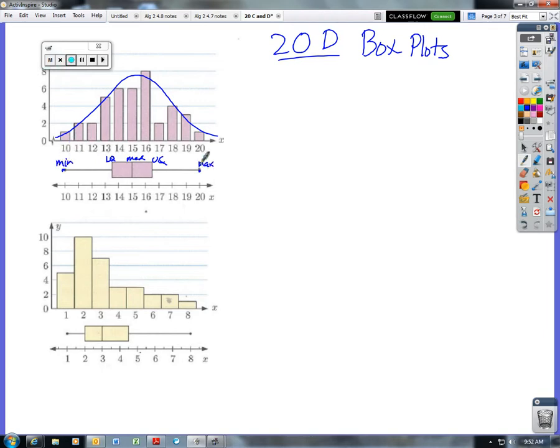So the min and the max are sitting right under there. This is telling us the median is here at 15. And notice that this describes the interquartile range, right, from here to here. The box is also symmetrical.